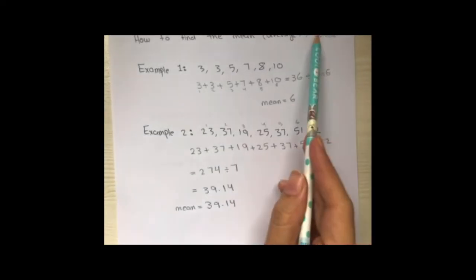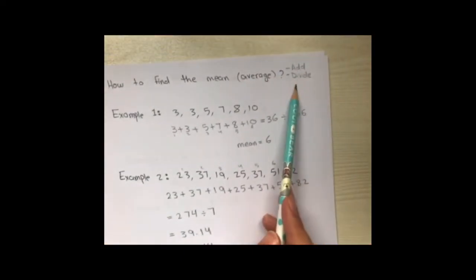So the mean equals 39.14. You have to remember, to find the mean, first step you have to add, then you have to divide.